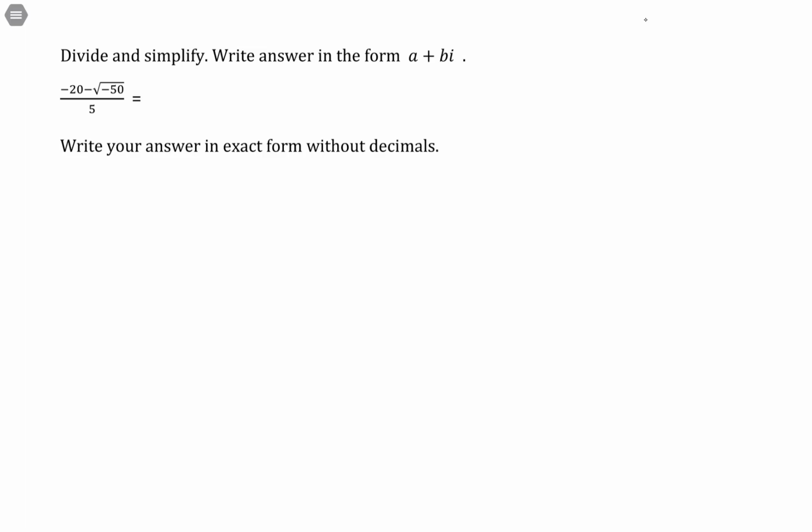Divide and simplify. Write the answer in the form a plus bi. Write your answer in exact form without decimals. So to do this, let's first observe a couple of things.